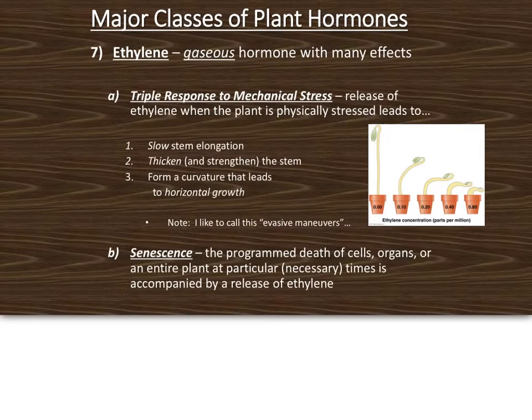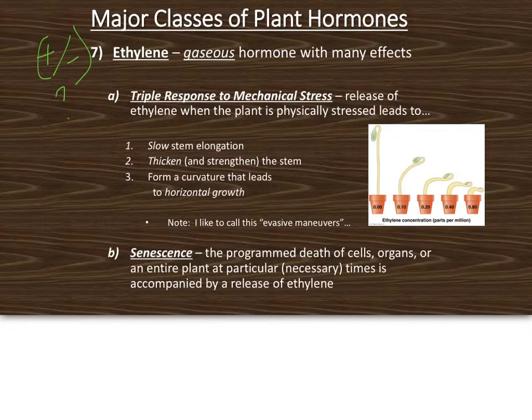Now, the seventh and final hormone that we want to learn about here is ethylene. And ethylene, we kind of say, has all kinds of jobs. So it's not just purely positive for growth or negative for growth. Ethylene is a gaseous hormone, so the plant can release this into the atmosphere, and it will affect the plant in many different ways. So we're going to take a look at 4 of these ways.